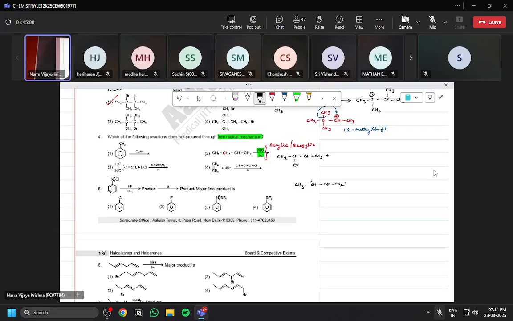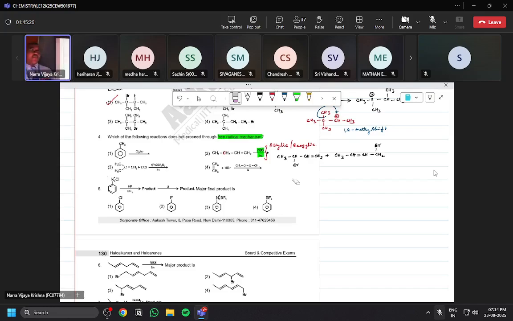I will do homolytic cleavage. Then I will get a radical here, a radical here. Between these two radicals, I can form a double bond. So I may get CH3, CH double bond CH, here CH2Br. Possible? So I will get two possible products.